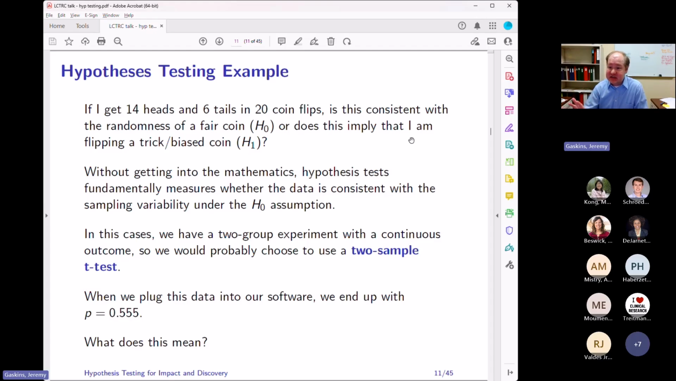That is the framework that the mathematics of hypothesis tests are looking at. Is this result that I got, a 0.98 pill drop, consistent with the randomness I would observe under the null hypothesis? Or does that imply something else is going on? Without trying to get into the mathematics, that's fundamentally, under the hood, what the hypothesis test is trying to do.